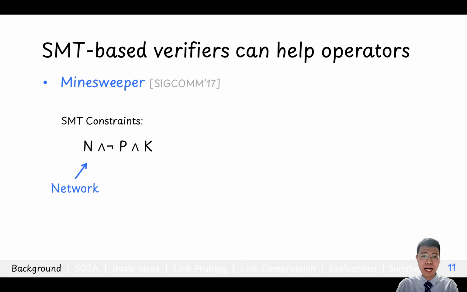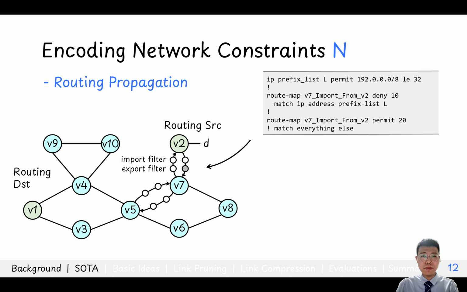We next introduce how the network is encoded. Minesweeper proposes a model where each node has import and export filters, and the routing policies are modeled as either import filters or export filters. So when routes are propagated, these filters perform their corresponding actions, such as modifying or dropping routes. Let's look at the previous routing policies as an example.